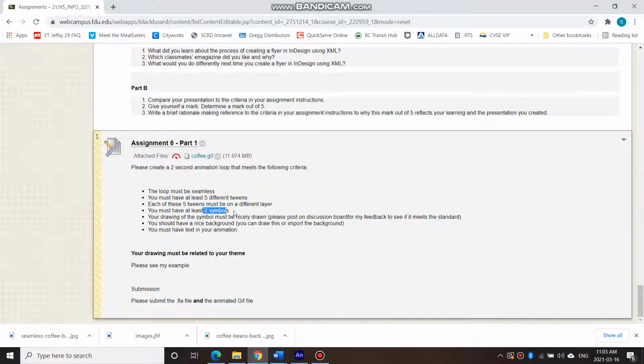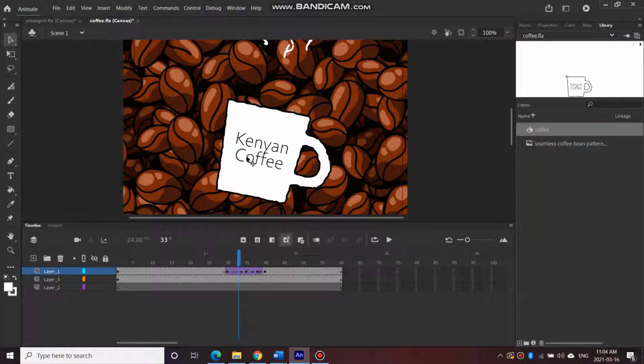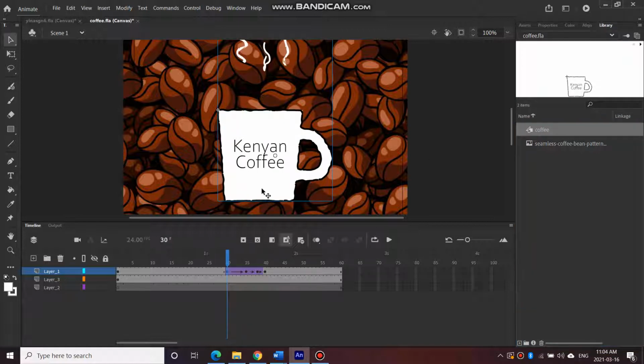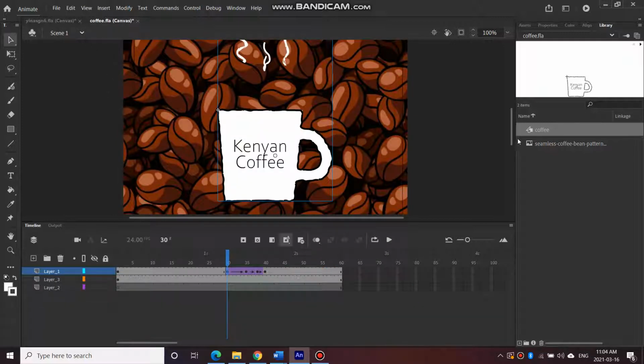And you must have at least 2 symbols. This one is a symbol. When you look in your library, you should have at least 2 symbols. Here I only have 1, so you should have 2. Of course you can have a symbol within a symbol. I could have made these squiggly lines each a symbol. So a good way to check is to go to your library; you should have at least 2 symbols, and you can have more.